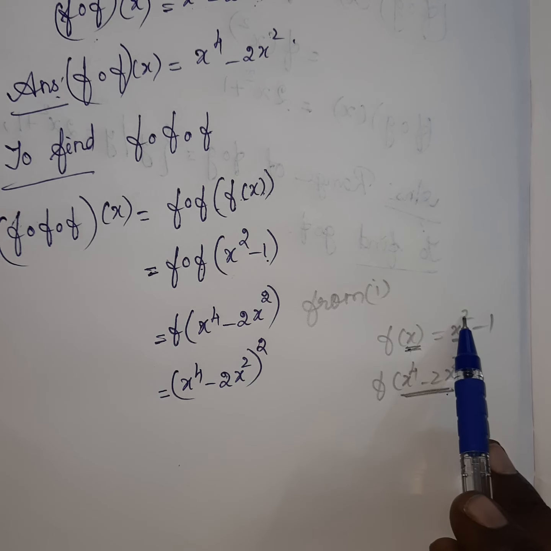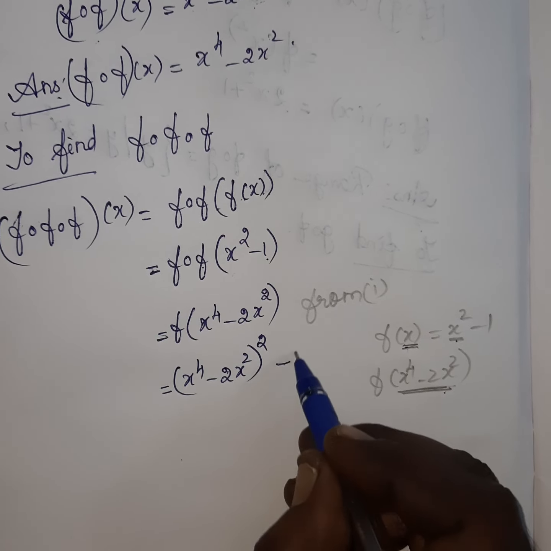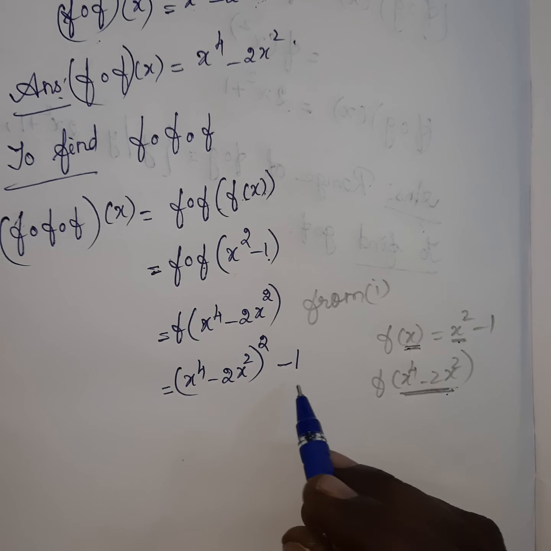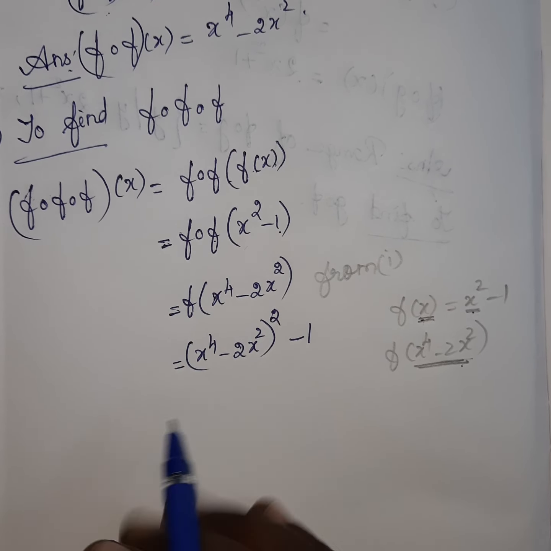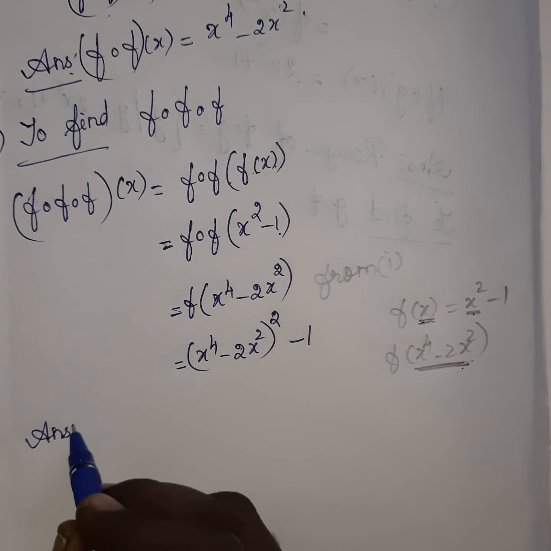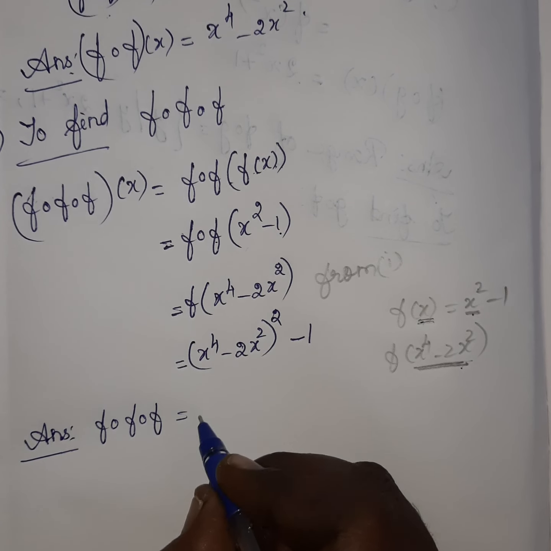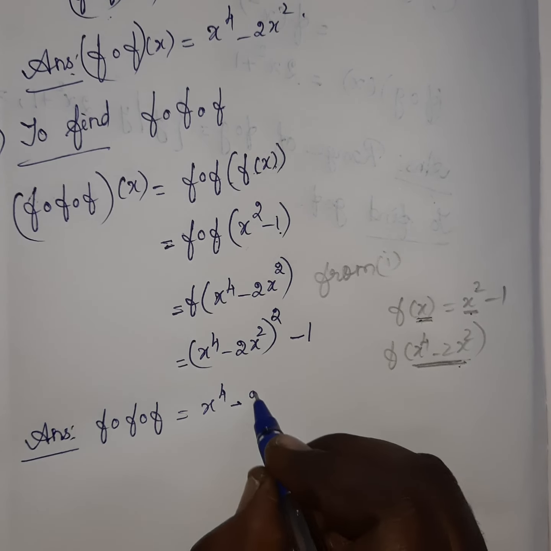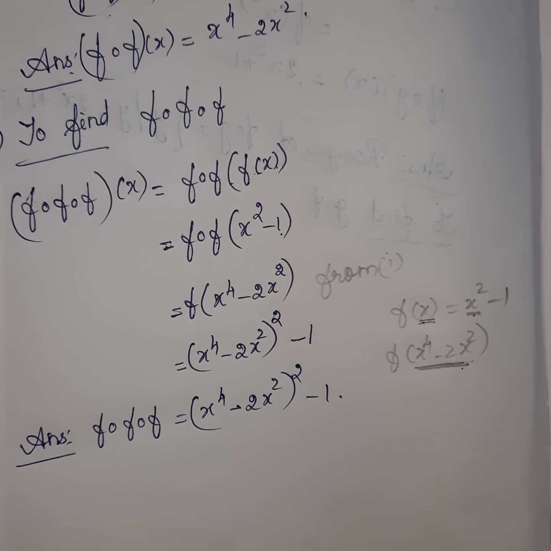Instead of this x, you have to write x power 4 minus 2x square. So since we have two terms, we are writing the whole power, minus 1. No need to expand. This is the final answer in the book. So you can stop it and write the answer. F composite f composite f is equal to x power 4 minus 2x square the whole square minus 1. Are you all clear?